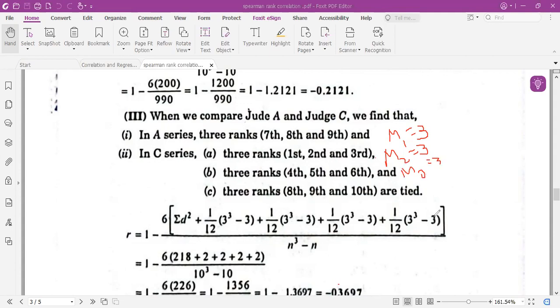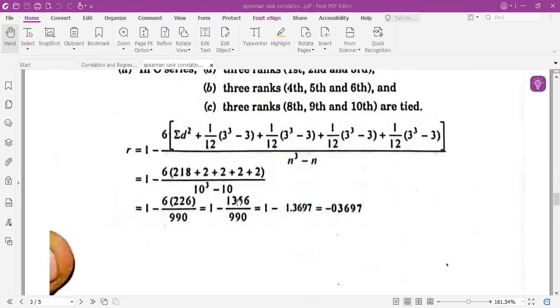Then M4 once again 3. So you'll be having M1, M2, M3, M4. Now if you put this into a particular formula, this rank correlation formula, as I told earlier, you have to keep the 6 outside and calculate sigma t square.